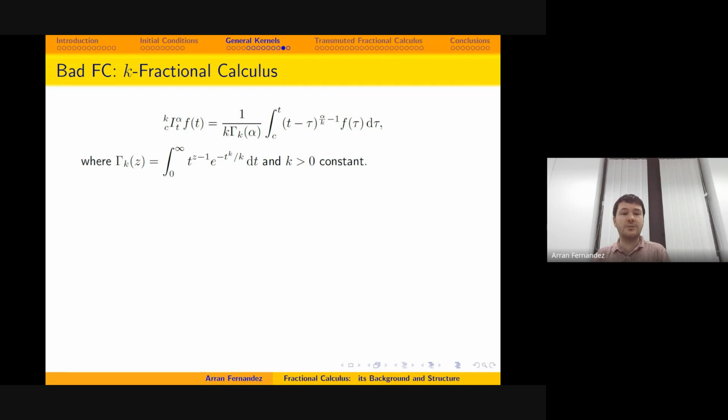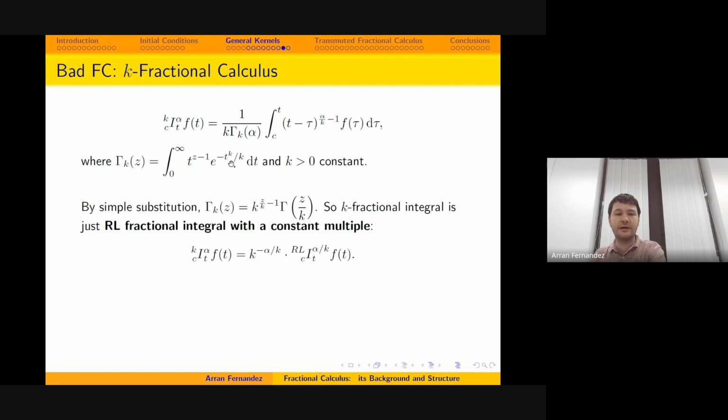Let me give you also a couple of examples of operators that are really problematic in themselves. So this is the so-called K fractional integral. Hundreds of papers about this, K variants of different special functions, different operators. Now, this is the K gamma function. And if you make a simple substitution in this integral, like u equals t to the power k, you can very easily show that the K gamma function is just the gamma function multiplied by a constant with this substitution, z over k instead of z.